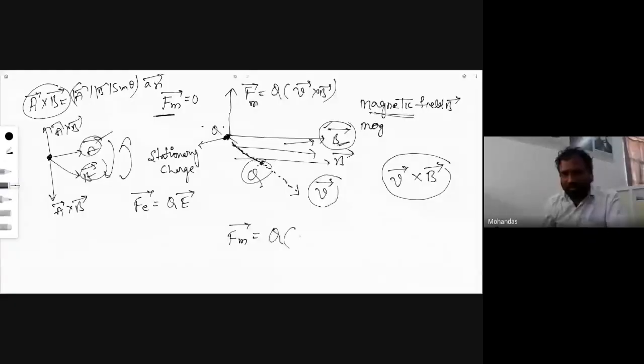The charge is in the magnetic field. That formula is given by F equal to Q V cross B. This is the force on a moving charge which is placed in the magnetic field. And if the same charge is placed in the electric field also, it experiences a force, known as the electric force, which is equal to Q into E.